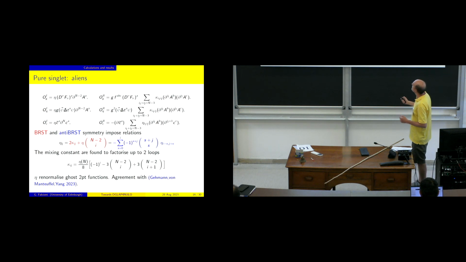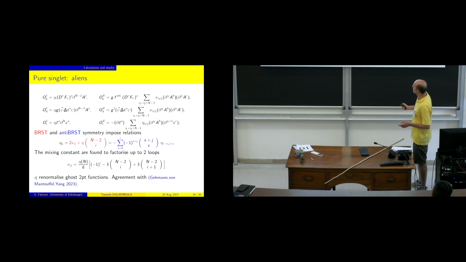The one with 1 extra gluon and one with 2 extra gluons. There are couplings, and we found some relations from BRST and another kind of symmetry that I'm not discussing here. And also what we found is that at the level that we need, so we need basically 2-loop mixing between the quark operator into the aliens, these constants factorize and just are proportional to this eta coupling, which is the coefficient of the simplest case. So we can get it from the 2-point function, and indeed this is what we did.